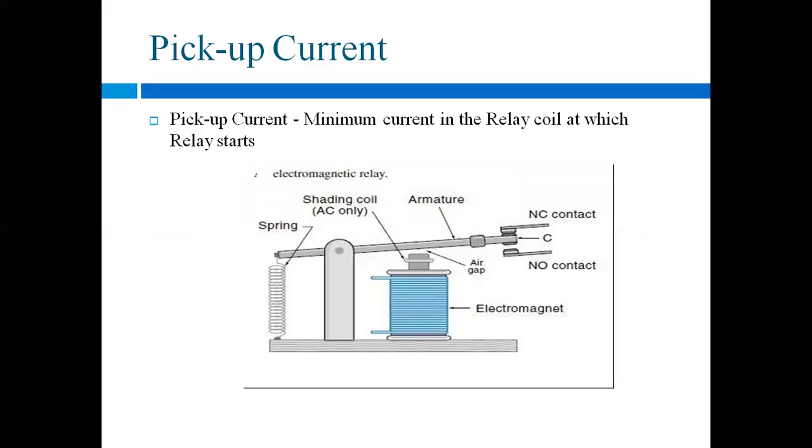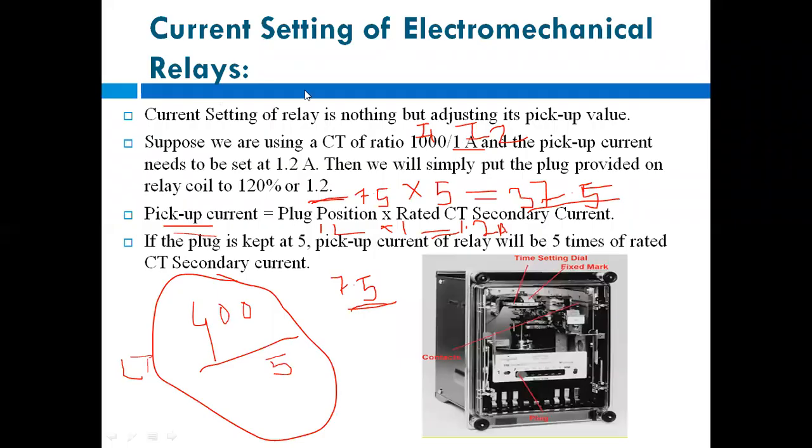In such relays, we can set the value of the pickup current by using a plug setter. We have seen in the last lecture how the current setting is done in electromechanical relays. There is a plug setting, and by moving this setting we can change the plug position, and according to that your pickup current value is set.